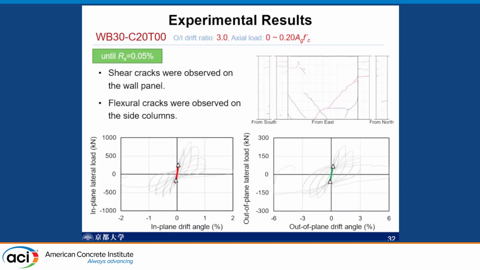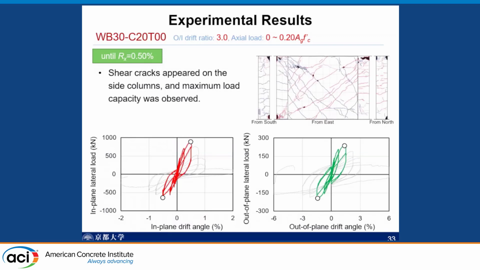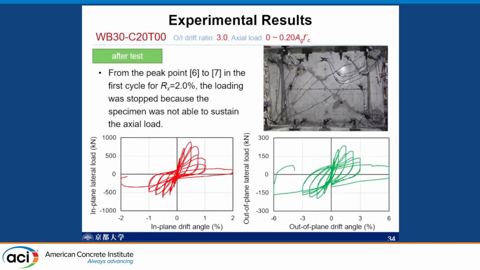And then in this case, we apply the out-of-plane to in-plane drift ratio of 3.0. So then out of plane drift was 3 times the in plane drift. The shear cracks developed and the fracture cracks developed, and then this is the figure at the drift ratio of 0.5%. And then this is after the test. You can see here the shear crack in this direction.